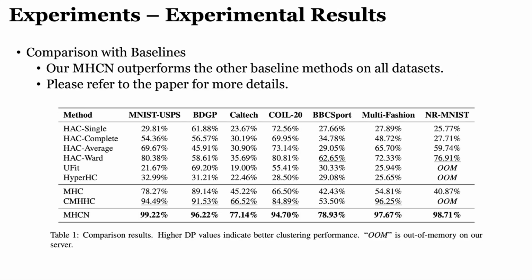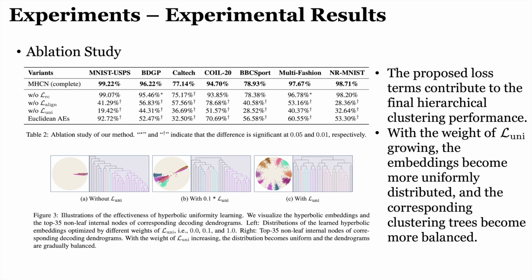Through comparison with baselines, we find that our MHCN outperforms other baseline methods on all datasets. From the ablation study results, the proposed loss terms contribute to the final hierarchical clustering performance. According to Figure 3, with the weight of hyperbolic uniformity loss growing, the embeddings become more uniformly distributed, and the corresponding clustering trees become more balanced.